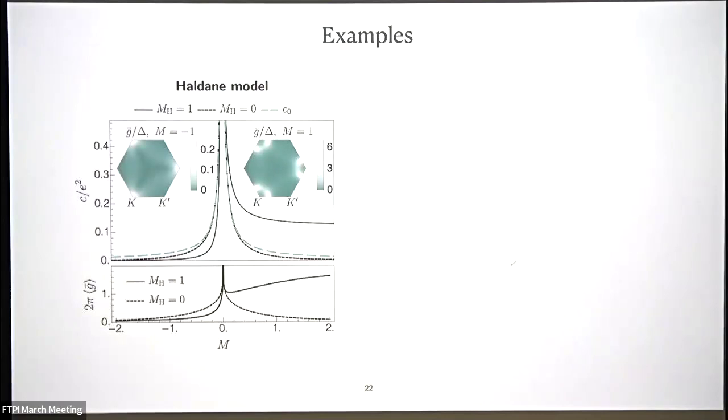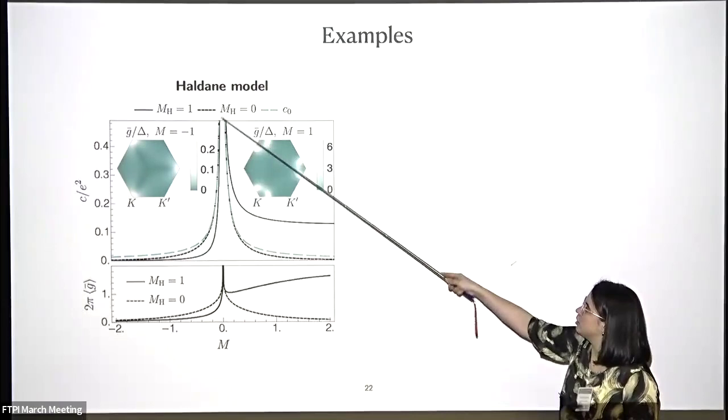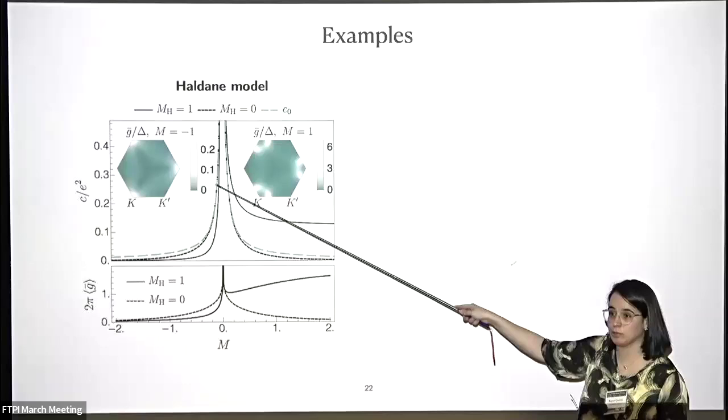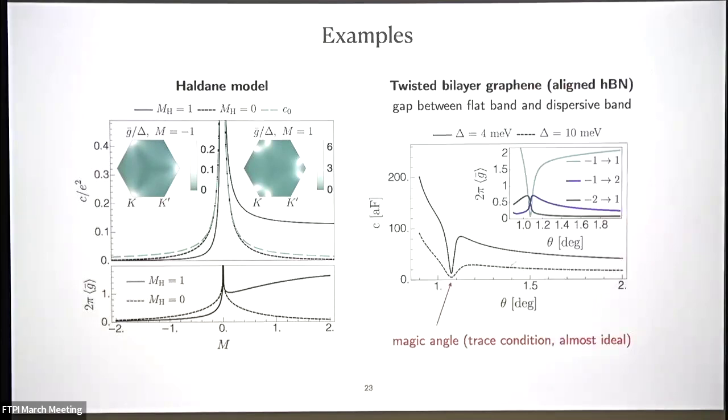Let's look at some examples for the Haldane model. If you compute the capacitance, it will follow the quantum metric curve. It will be a little bit more divergent because of the 1/gap contribution. If you look at twisted bilayer graphene, now assume that we put a little bit of a gap, we gap the bands by aligning with HBN. So we can compute the capacitance for that gap.